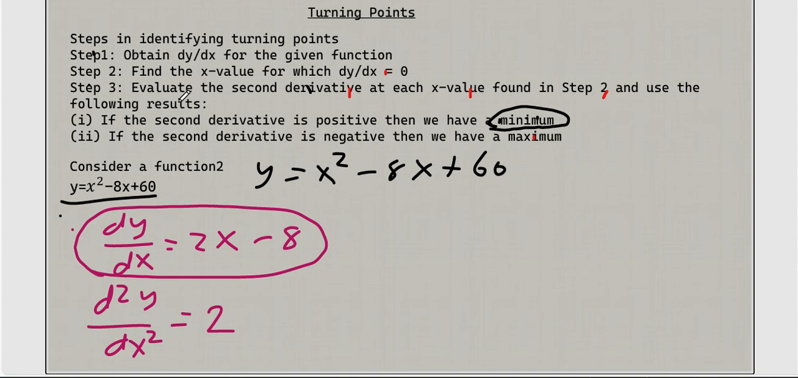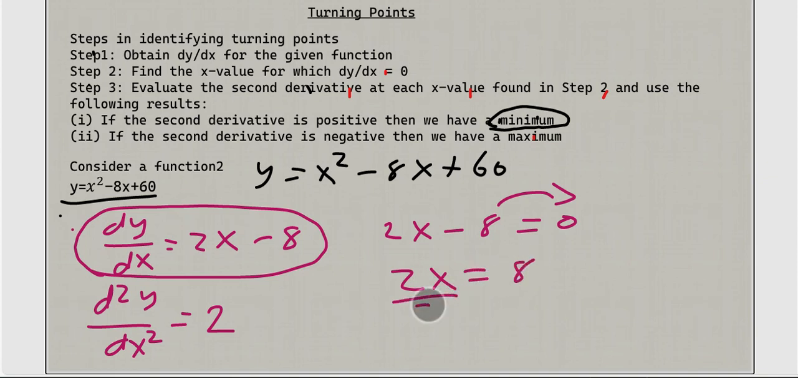Okay, so you're going to have 2x minus 8 is equal to 0. Take this to the other side. So 2x is equal to 8. Divide by 2, divide by 2. So you get 4. So x is equal to 4. So at x equals 4 is where our slope is equal to 0.